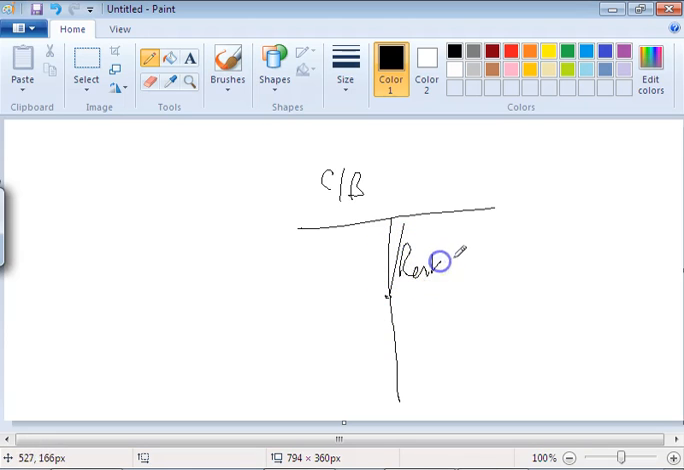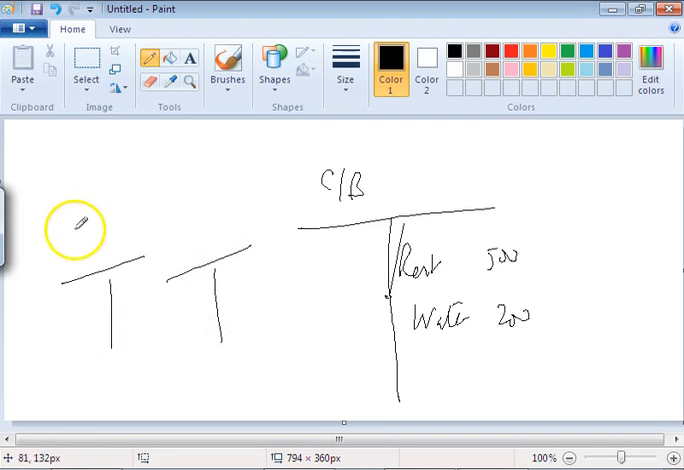So we have rent, for example, say 500, and water, 200. Let's just have rent and water. I'll just use these two to explain the myriad of different ways we could do this. So you have 500 here.